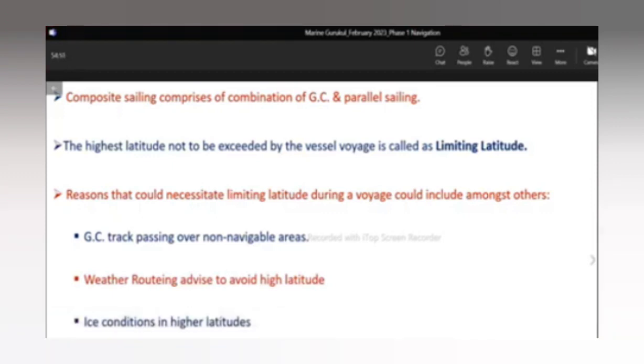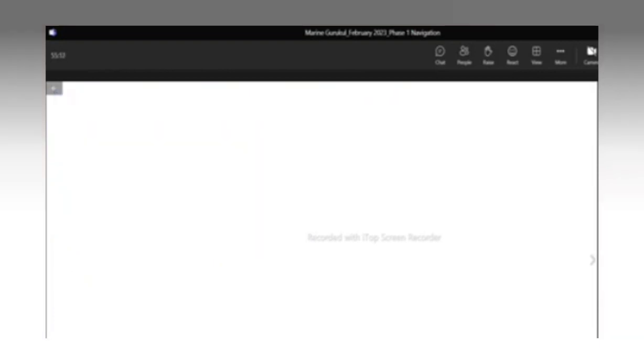So this is what we already discussed. If there are reasons to limit the latitude, then to strike a balance between the shortest distance and a safe track, we could use what we have called composite sailing. Having discussed the concept of composite sailing, now we list down certain steps which shall facilitate making the diagram and solving the problems related to composite sailing.